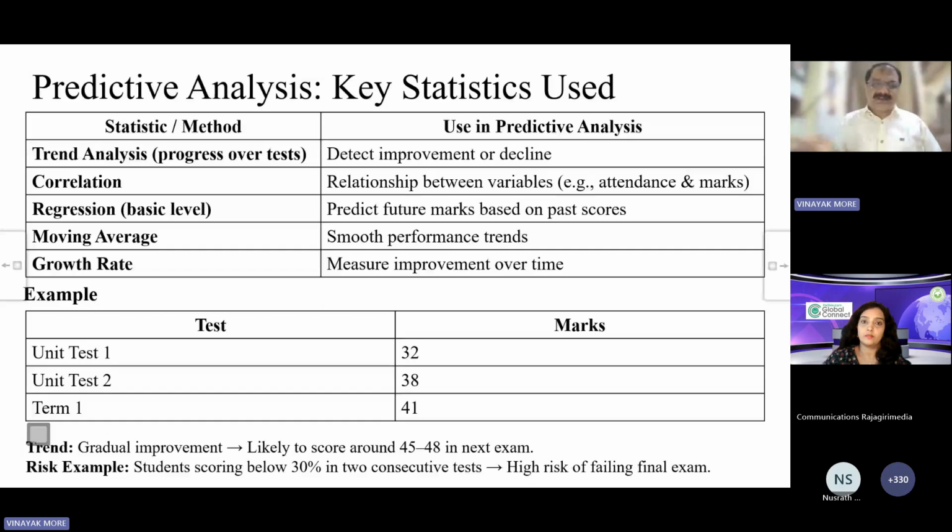By average, I mean nothing but mean. Based on that you can find it. You can even find the growth rate by using percentage. An example is given, and based on that you can do the analysis as well.